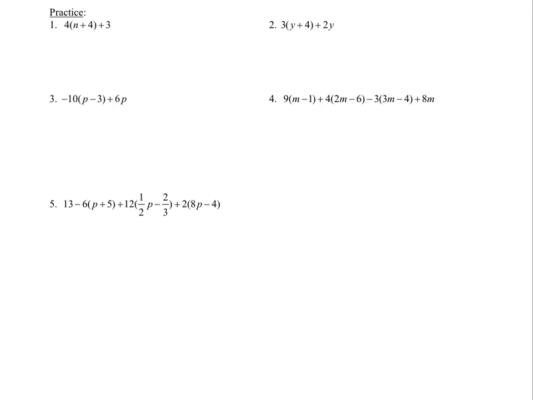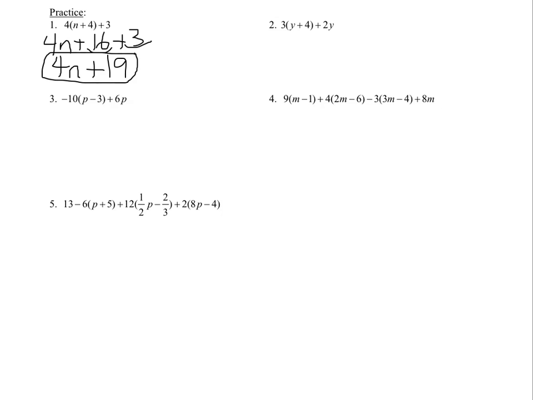We're going to do our distributive property first. We're going to get 4n plus 16 plus 3. There's nothing to combine the 4n with, so we're going to keep that the same. The 16 and the 3 we can combine to get 19. So our answer is 4n plus 19. That one wasn't too bad.